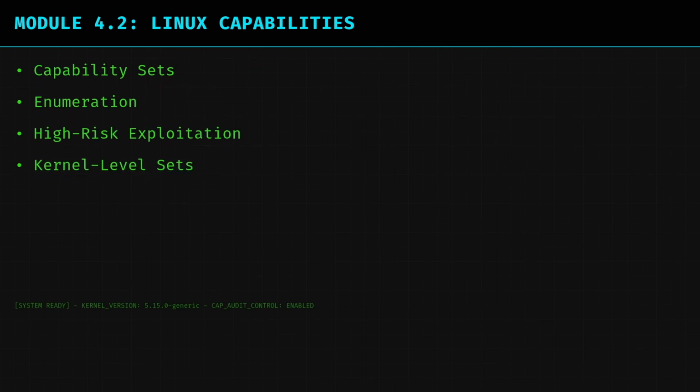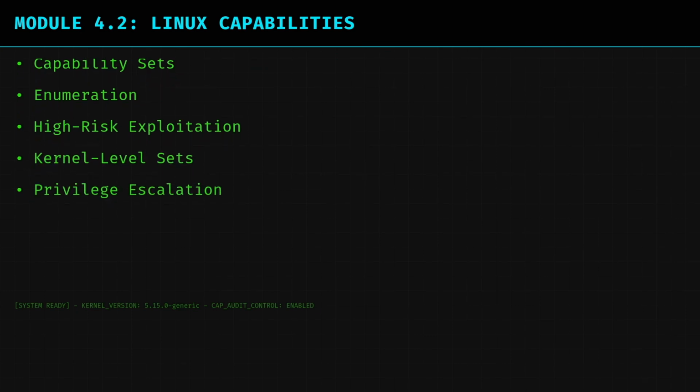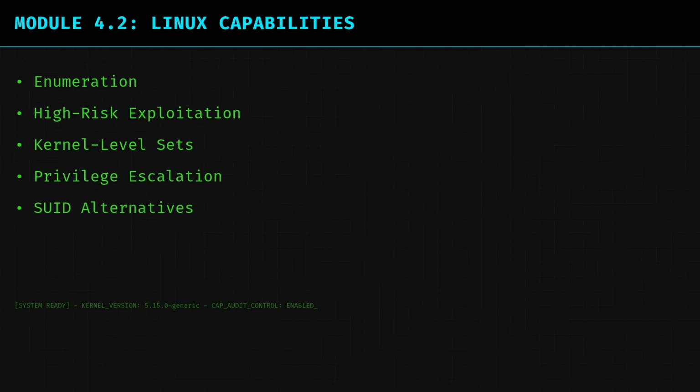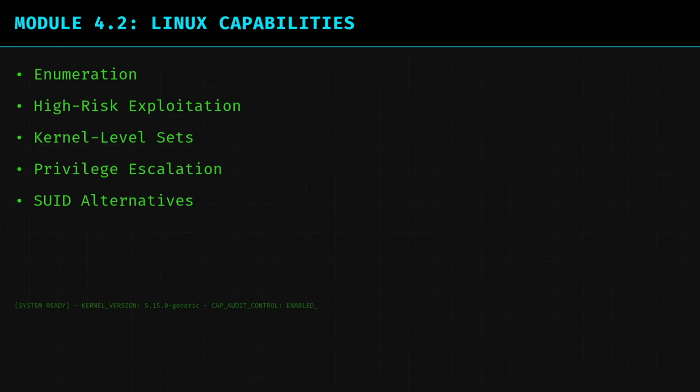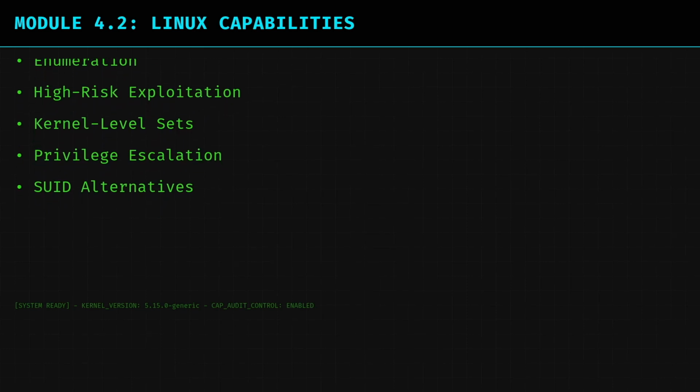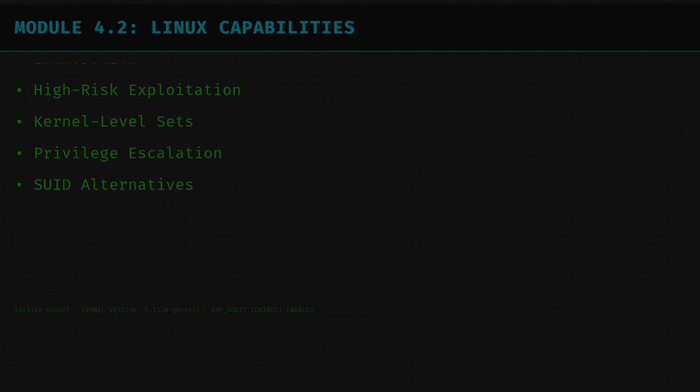In this lesson, we will examine how these granular rights provide a more secure alternative to SUID, while also creating new, often overlooked surfaces for privilege escalation. We'll cover everything from kernel-level sets to specific exploitation patterns for over 30 different capabilities.